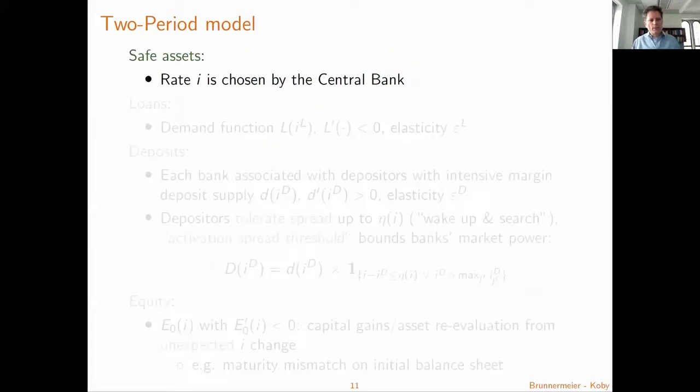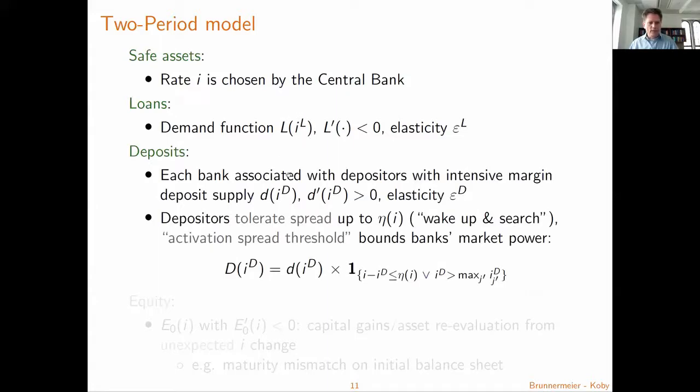Let me just say some things a little bit more specifically about the rates you earn on this balance sheet. One is the policy rate you earn on the safe assets. And you have these loans, and in the partial equilibrium setting, you just have some demand function for loans. That's a particular demand function, exogenously given as a function of the loan rate, and it has an elasticity of epsilon L. That's just exogenously given from the shape of this demand function.